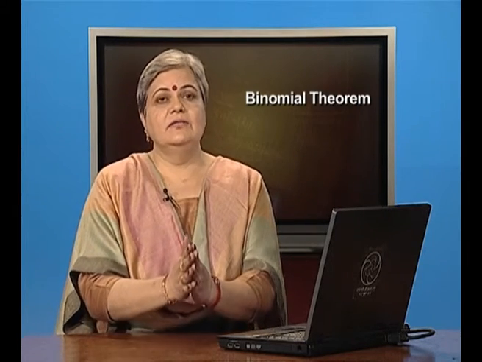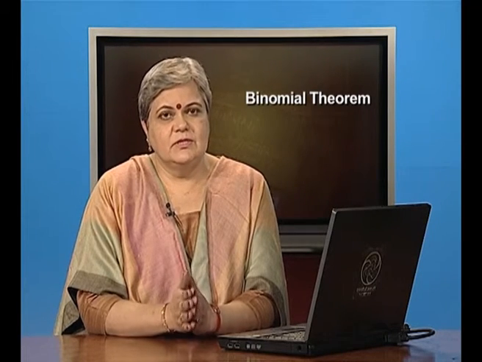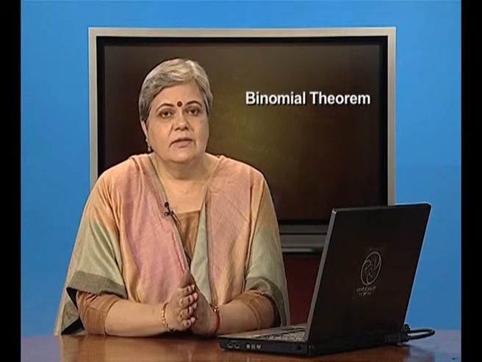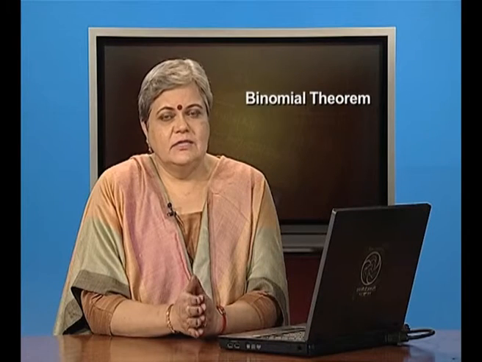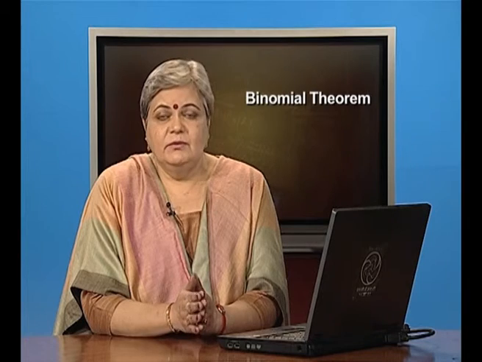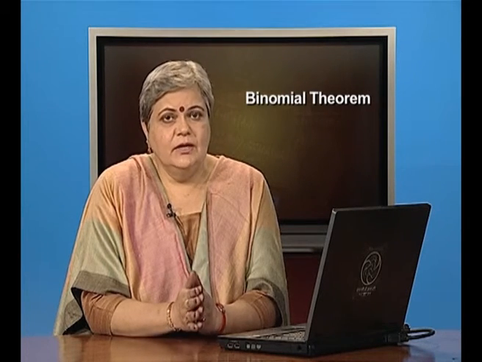Now, it is the second result which actually is going to help build up the proof of this theorem. Second result says that nCr plus nC(r plus 1), when I add these two coefficients, I end up with (n plus 1)C(r plus 1). Now, the proof of this result is nothing but algebraic simplification, but we must try it out and see if it does work. So, here it goes.